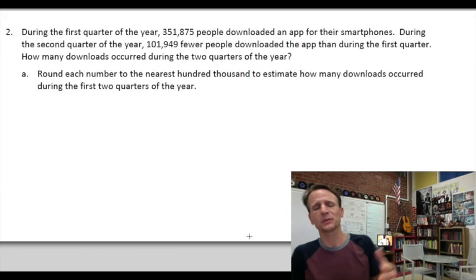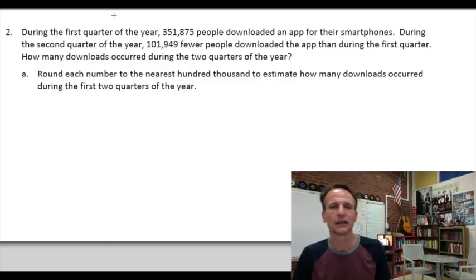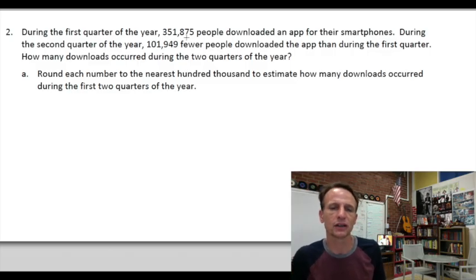All right, now number 2 is an excellent illustration of why we do all this estimating and rounding, because it helps you keep things straight and know that your answer is reasonable. Okay, so let's read number 2. During the first quarter of the year, 351,875 people downloaded an app for their smartphones.